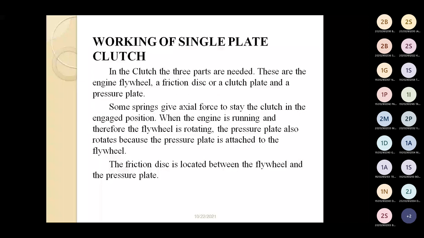Three basic parts are required: the flywheel, friction disc or clutch plate, and a pressure plate. Some springs give axial force to maintain the clutch in the engaged position. When the engine is running, the flywheel will rotate. The pressure plate also rotates as it is attached to the flywheel. The friction disc is located between the flywheel and the pressure plate.